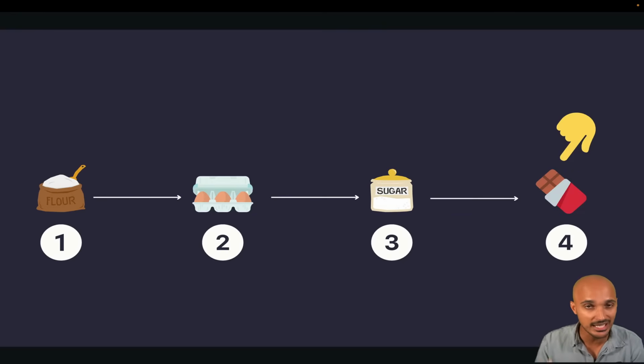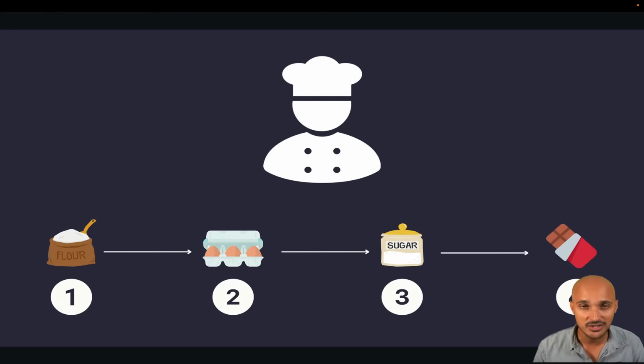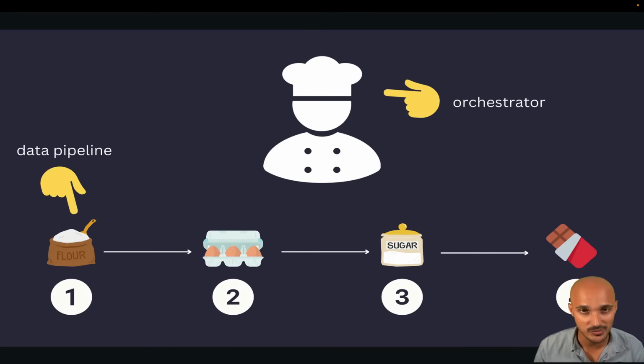So to follow this recipe and get the chocolate cake, we need to make sure that everything is well executed in a specific order, at the right time and in the right way. And for that, we need someone, something, and in this case, it's you. You are the chef. You are in charge of making sure that the recipe is well followed to get the chocolate cake. But in the context of orchestration, you is the orchestrator and the recipe is the data pipeline.